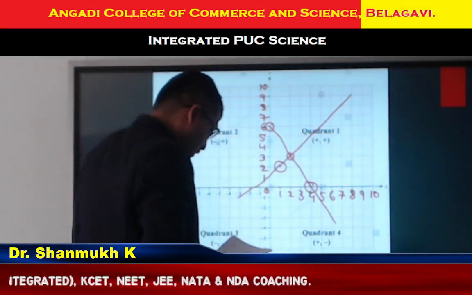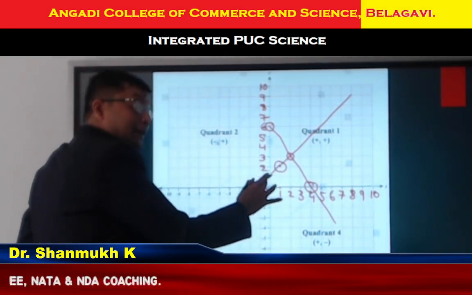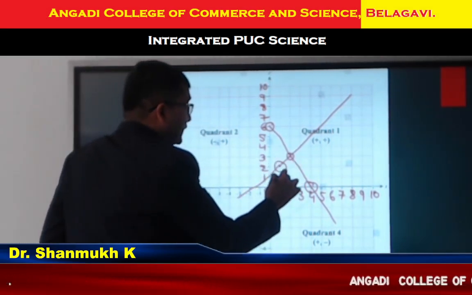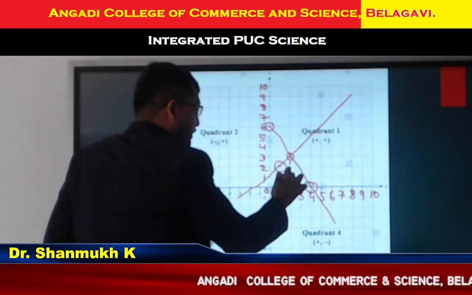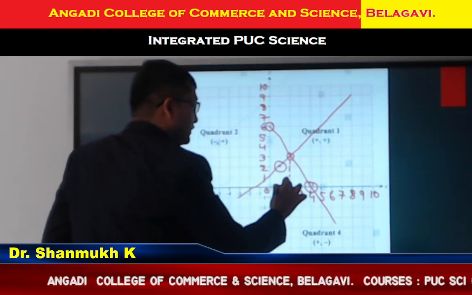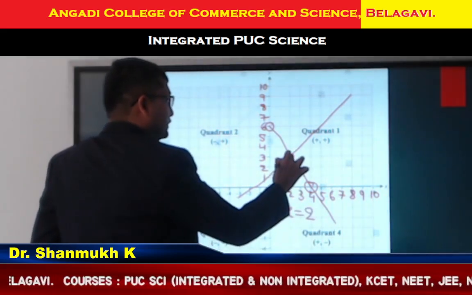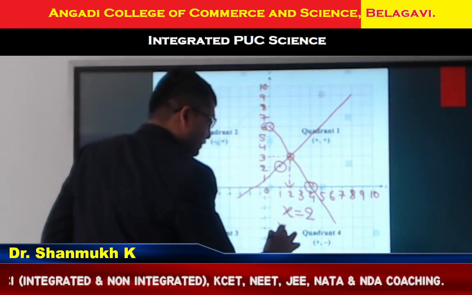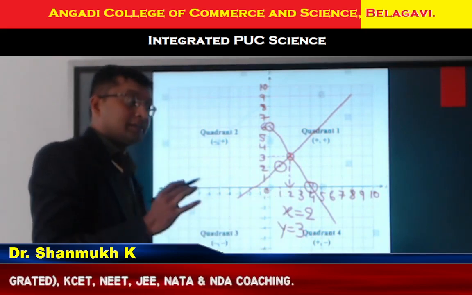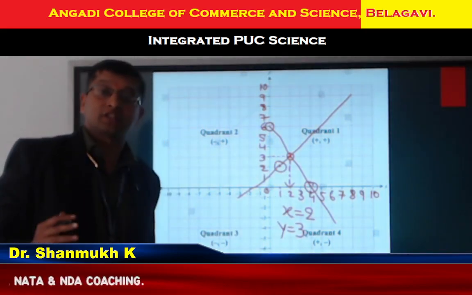Now we need to read the corresponding x and y values. The corresponding x value is 2, x equal to 2, and the corresponding y value is 3, y equal to 3. That is the solution of the system of linear equations.